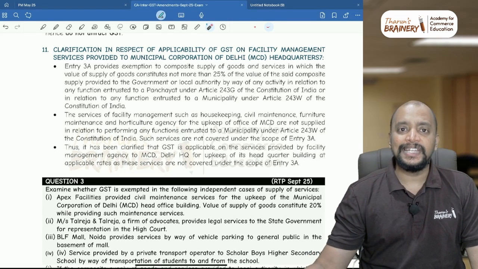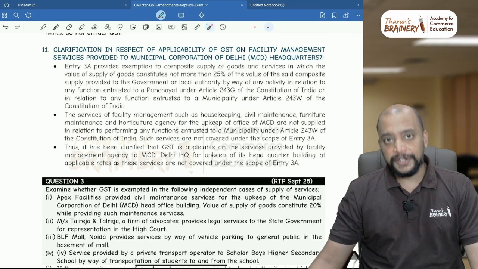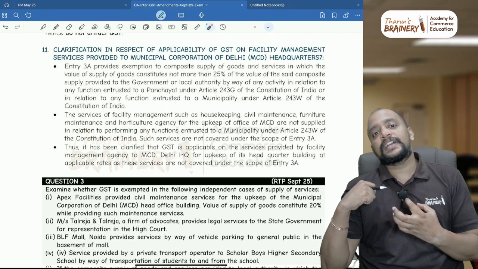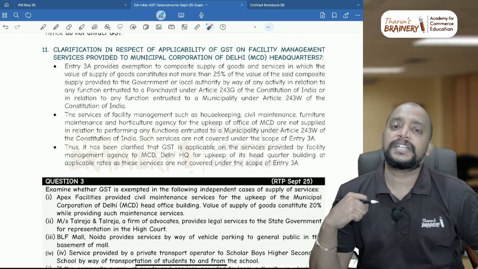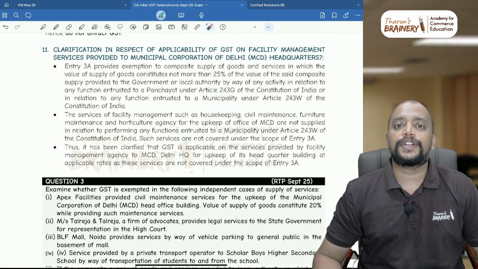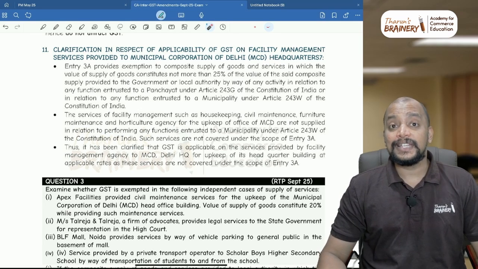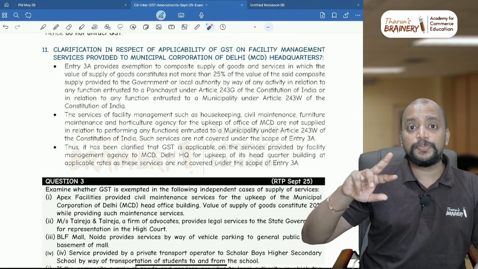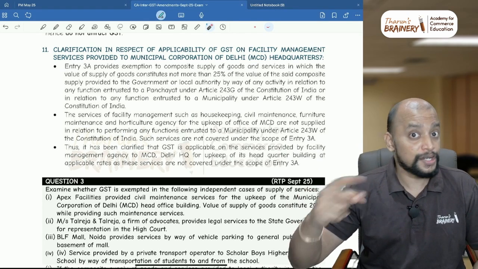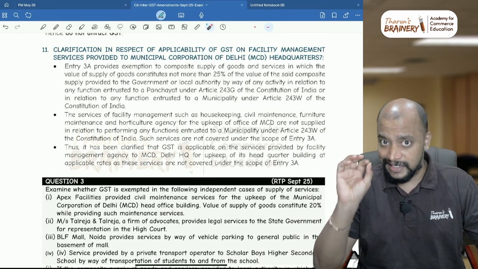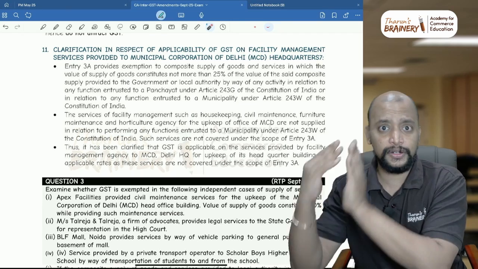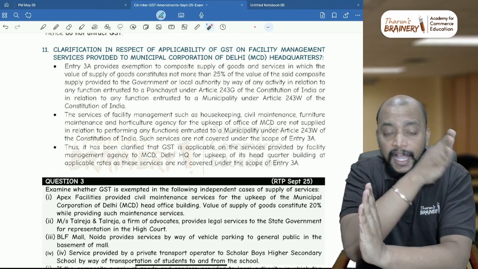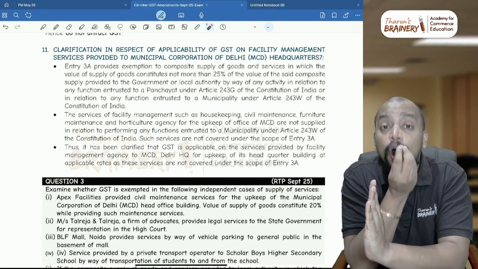Municipal Corporation of Delhi, is it government? Yes, Municipal Corporation of Delhi is government. And we have one point, any service provided to government in relation to an activity under 243G or 243W of the Constitution is exempted. Okay. So there is a government which is required to do certain activities as per 243G or 243W of the Constitution, to the general public or to business entities. They outsource it to you, and you are providing that services to government. If it is a pure service, it is exempted.